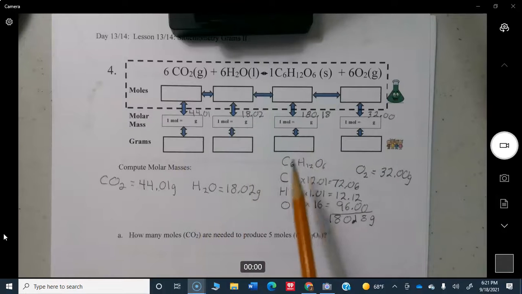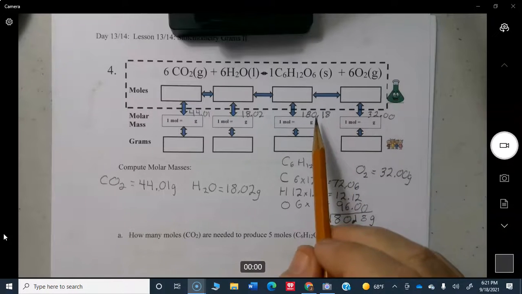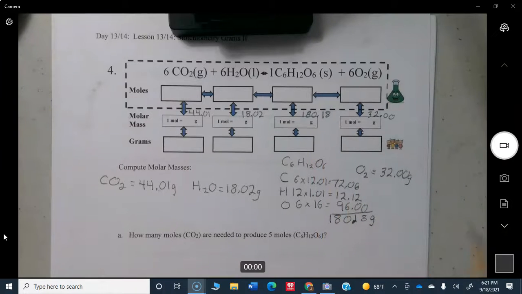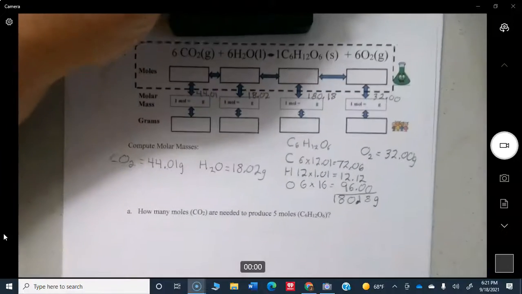This is some form of sugar, sucrose or glucose, C6H12O6, so calculate it the same way we've been doing. We did this one in class at one point also, 180.18 grams that is. That's written right there. And then oxygen, of course, is 32. Okay, so we're going to continue on.